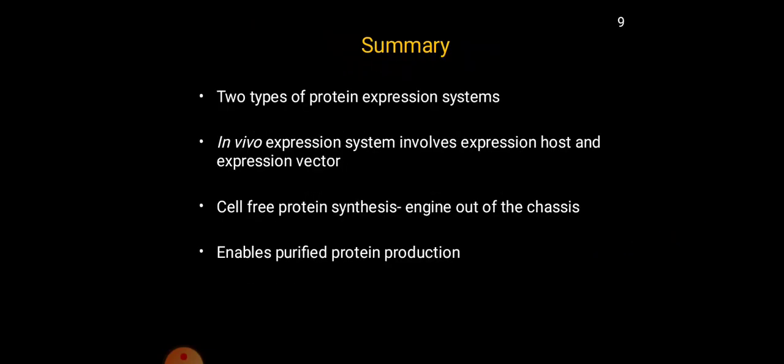immediate selection. Coming to the summary, there exist two types of protein expression system, in vitro and in vivo. The in vivo expression system involves an expression host and expression vector. Cell-free protein synthesis is like taking the engine out of the body and operating it. Both methods enable highly purified protein, and later this protein can be used for further analysis.